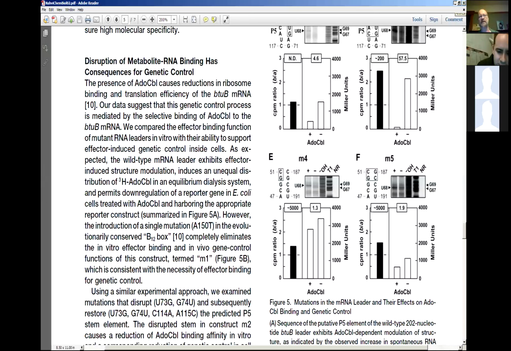So this was 2002, and as I mentioned, since then we've learned a lot more about these riboswitches, and there's tons of different mechanisms.